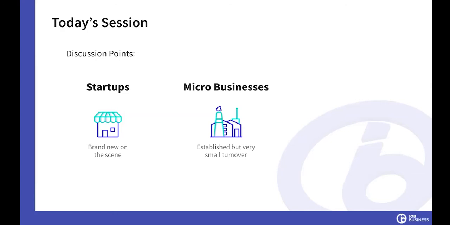We also have micro businesses. Now, if you haven't heard this term before, micro businesses are essentially established businesses but have a very, very small turnover, and they are in fact separate to small businesses.